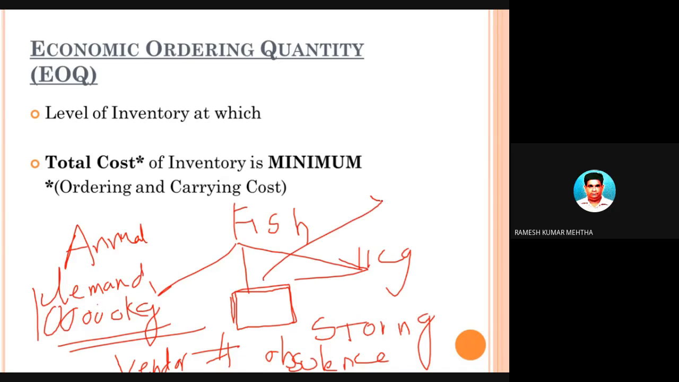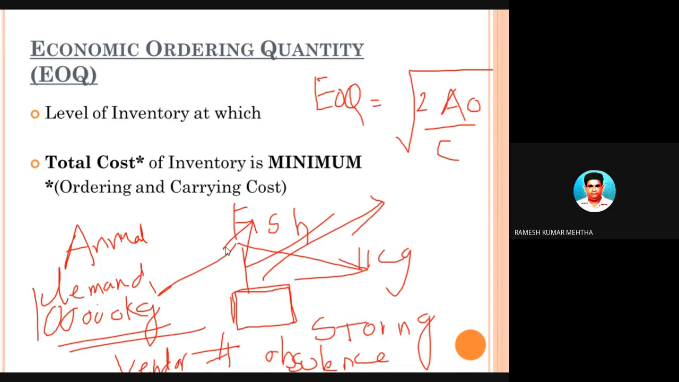And this figure can be calculated by using some graphical method or mathematical method, and that method will tell you the optimal quantity you have to order and store. The full form is economic order quantity, and the formula you can remember or put in your mind or learn by heart. It is square root of 2AO by C. Now I will expand what you mean by 2AO by C.